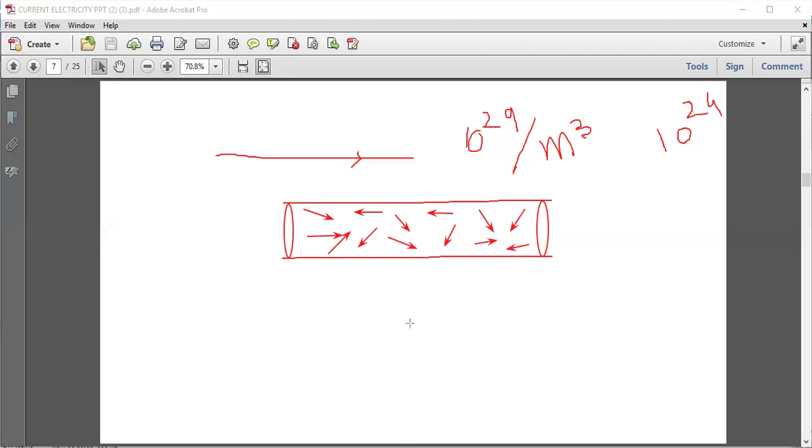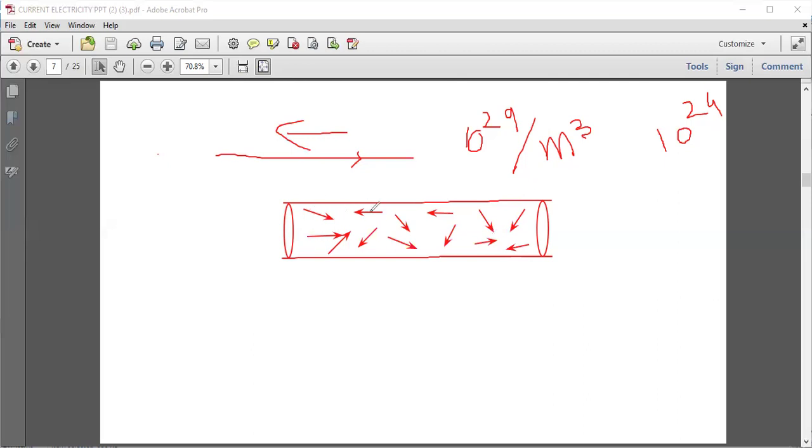Now already I have told that flowing charges produce electric current. Therefore, an electron, which is a charged particle, has some amount of charge. How much charge is on an electron? 1.6 into 10 to the power minus 19 coulomb. So when one electron moves from here to here, it will produce electric current opposite to the direction of motion. Means suppose current is flowing in this direction, then electrons will move opposite to that direction.